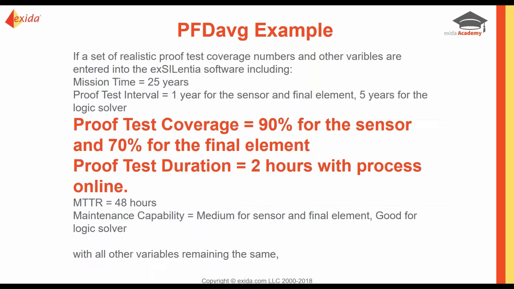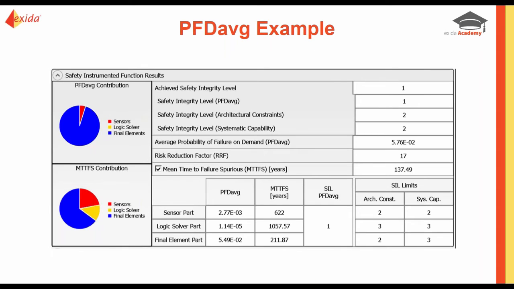Anyway, so now let's take the same example, however, change a couple things. Instead of your proof test coverage being 100% perfect, let's be realistic. Let's say for your sensors, we're 90%, and for your final elements, you're 70%. And this time you're going to do your proof test duration. It takes 2 hours with your process online. So let's enter that into Excellentia and see the difference. Well, our calculated PFDavg now is 7.6 times 10 to the -2. Your risk reduction factor went from 147, I think it was, to 17.